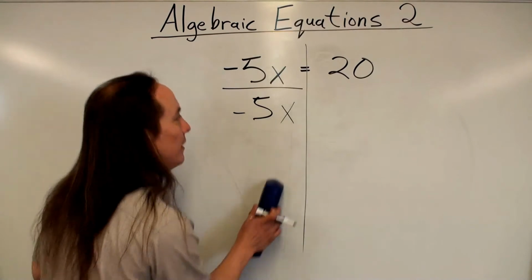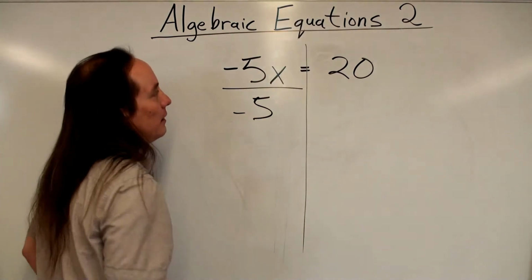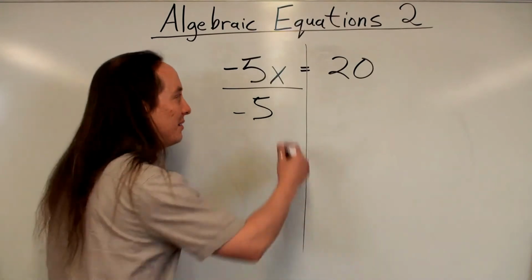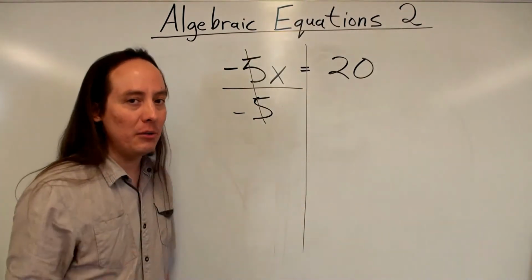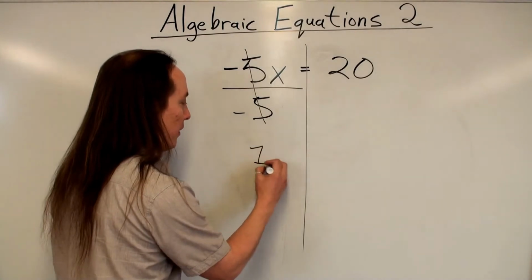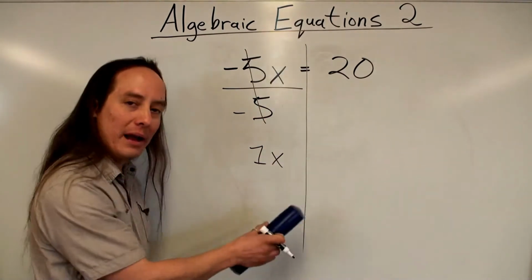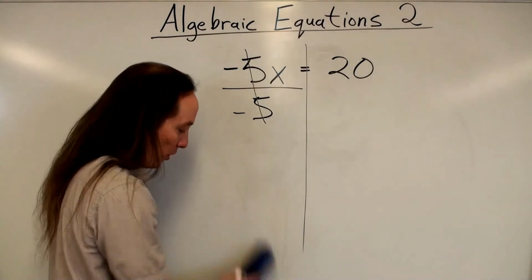Ooh, sorry, that was loud. Okay, so negative 5 divided by negative 5 is positive 1. And that's the same thing that we've been doing all the time. We've been getting a positive 1x, right? We just bring down the x, but again, 1x is x, so we don't really need to put the 1 there.